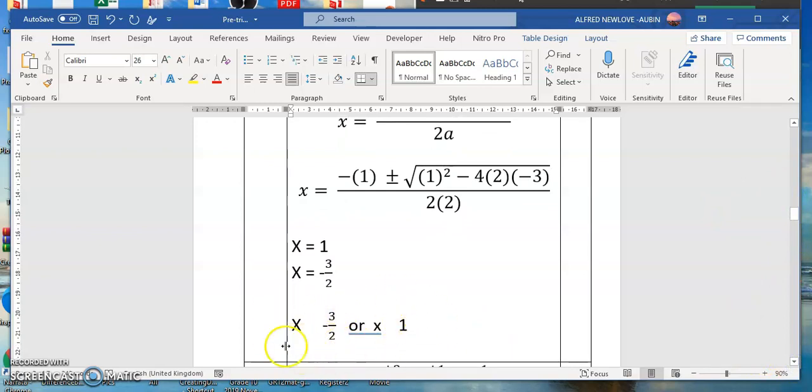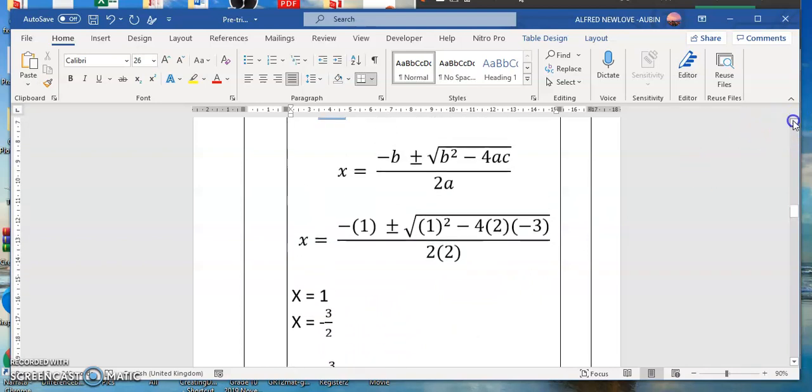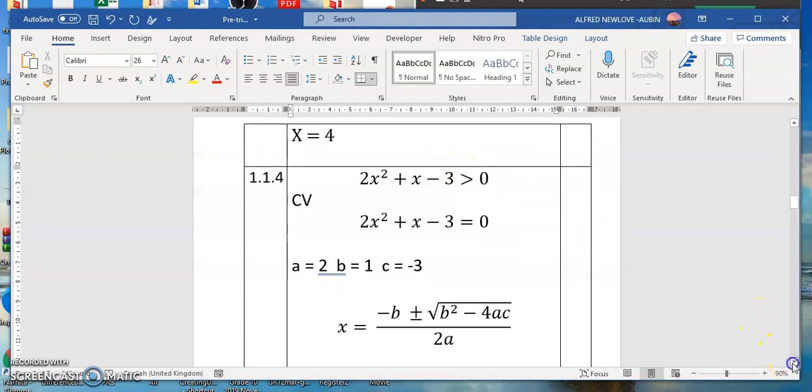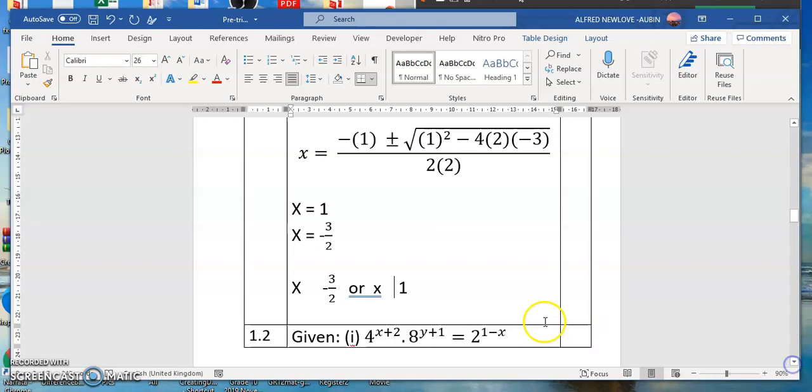Then you ask yourself, which one is bigger? Negative 3 over 2 and 1. Which one is bigger? 1 is bigger, so it must take the inequality given. So it must take that inequality. So this one is going to be greater, and this one is going to take the reverse. So you don't have to do any testing.